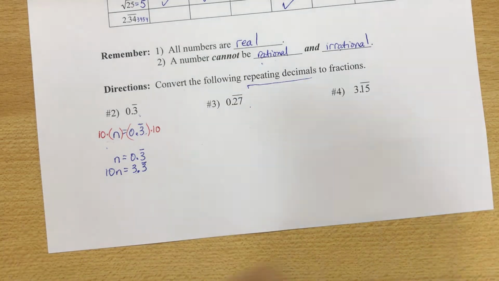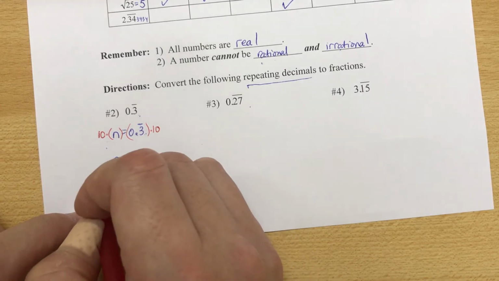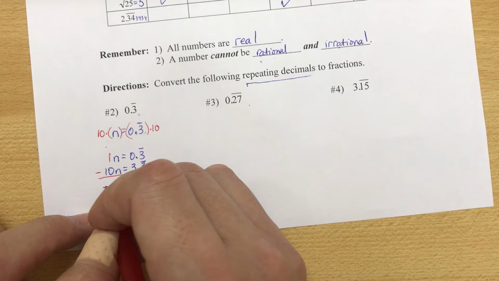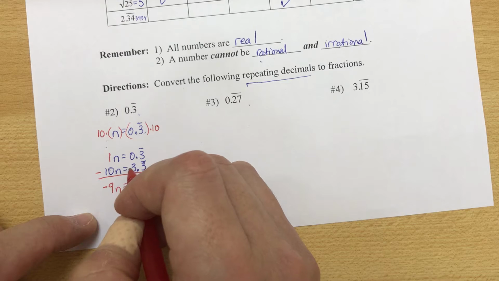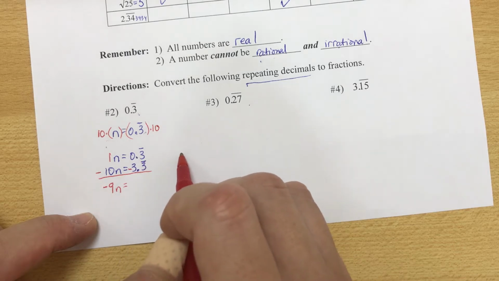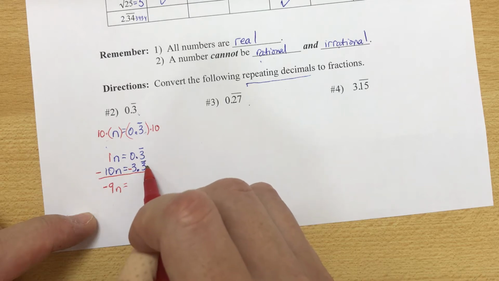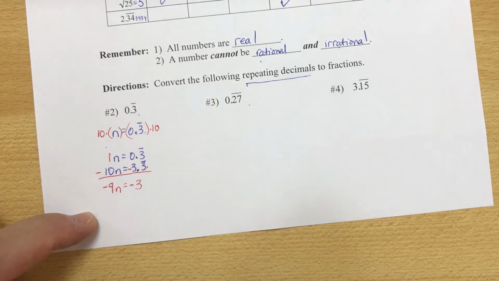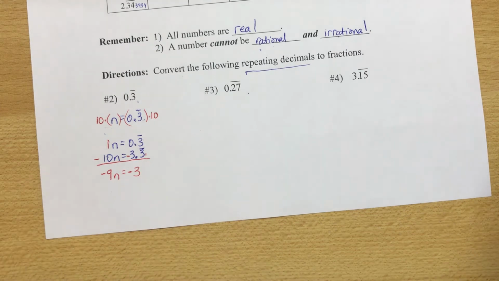Now, here's the reason why I'm going to do this. I am allowed to actually subtract the sides of an equation. So if I subtract here, this is 1n minus 10n, I get negative 9n. And if I do 0.3 repeating minus 3.3 repeating, this is 0.33333, this is 0.33333. So these will cancel to 0. And what I'm left with is 0 minus 3, which is negative 3. So what I've been able to do here is get rid of the repetition part, the decimal part. Now I can solve this equation.